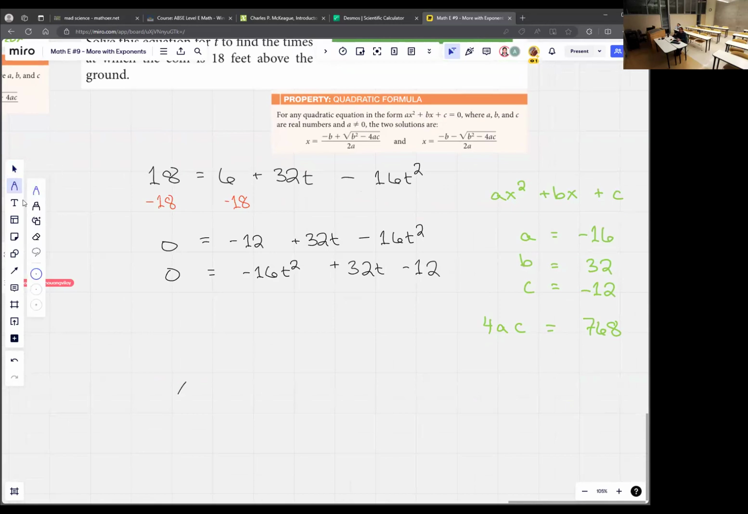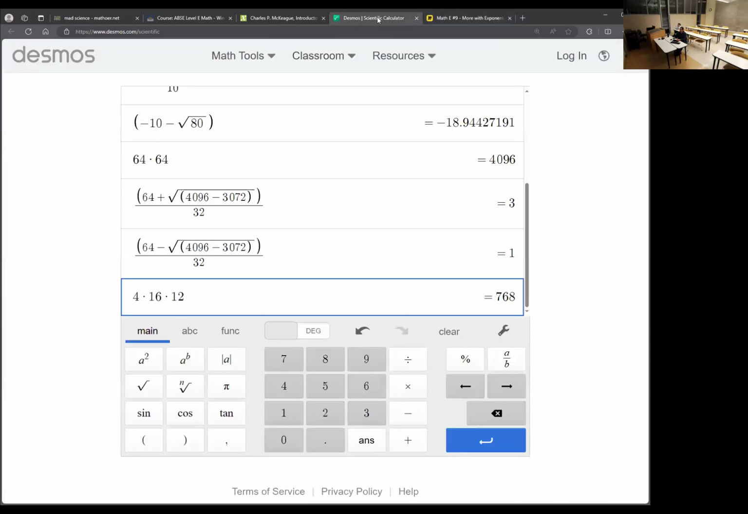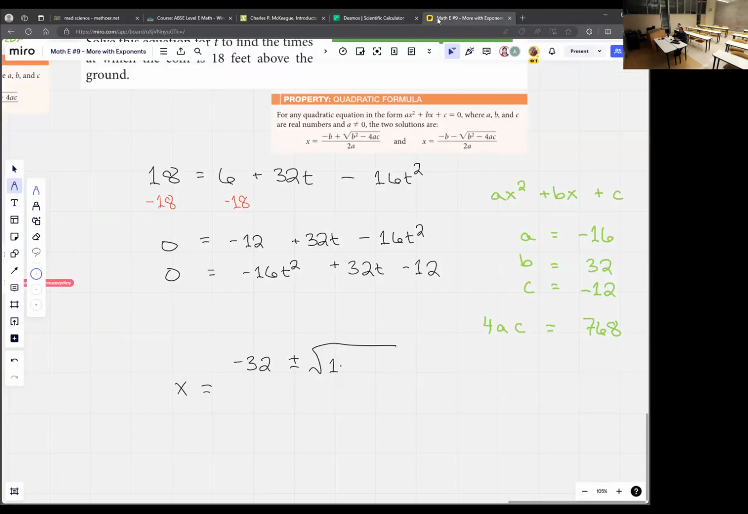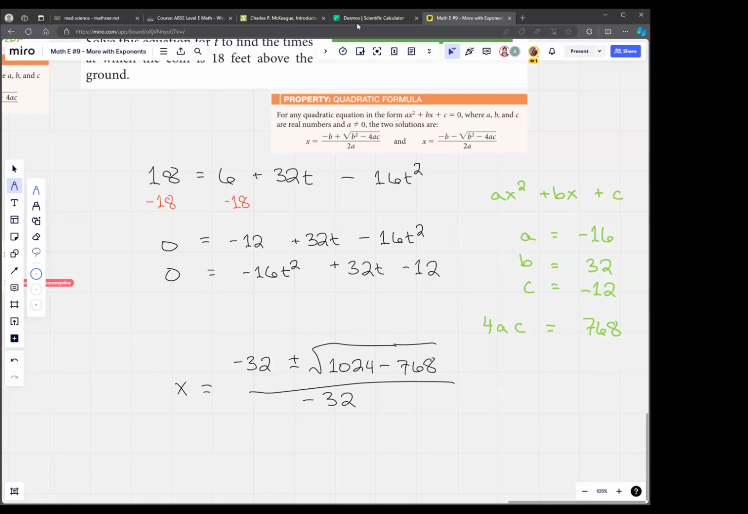So we plug it in, x equals negative b, so negative of 32, plus or minus the square root, b squared, 32 times 32, 1024, minus this 4ac, all of that over twice a, so a negative 32. Everyone with me so far? Yep. Okay.